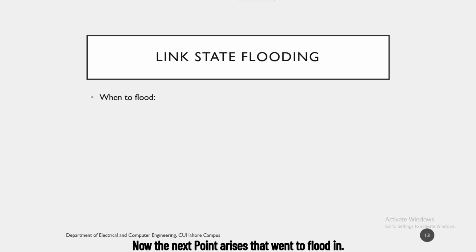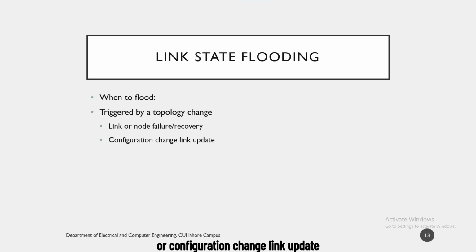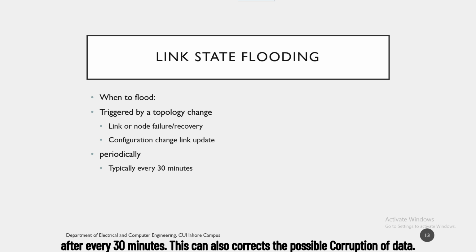Now the next question arises: when to flood link state advertisements in adjacencies. Either there is a topology change, that is a link or node failed or recovered from error, or a configuration change, like updating the link metric, or they may be sent periodically to neighbors, for example after every 30 minutes. This can also correct possible corruption of data.